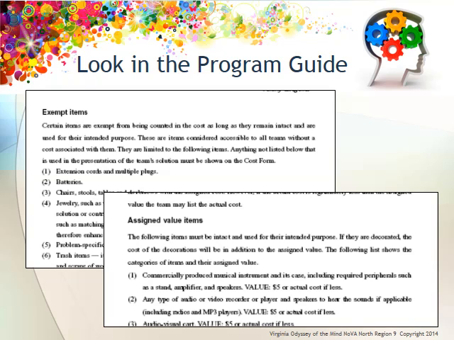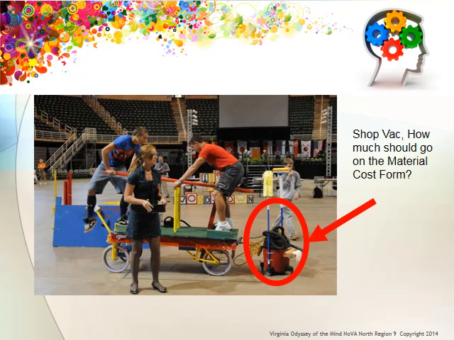Even if you have looked at the guide, it is well worth your time to look at it again when you're completing your material cost form. Most of your questions about what needs to be listed and how to determine their value will be listed there. If something is not listed, such as if the team uses a compressor in the solution, the program guide instructs teams to use the cost of a one-day rental on the form, even if the item is loaned by one of the families.